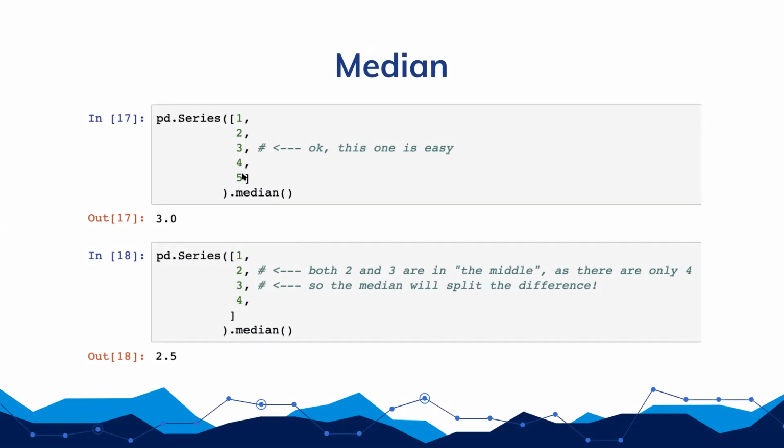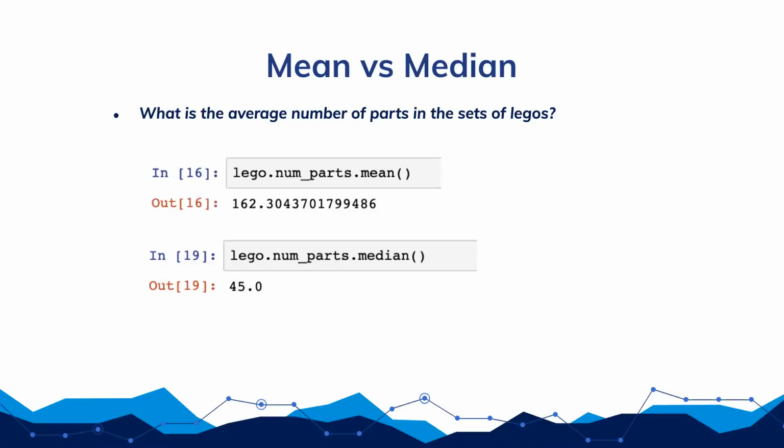Let's suppose you have 1, 2, 3, 4, 5. The median is 3. If you have 1, 2, 3, 4, the median is 2.5. Right? So why the median? Why are we using the median, not the average? Let's look at a few examples.